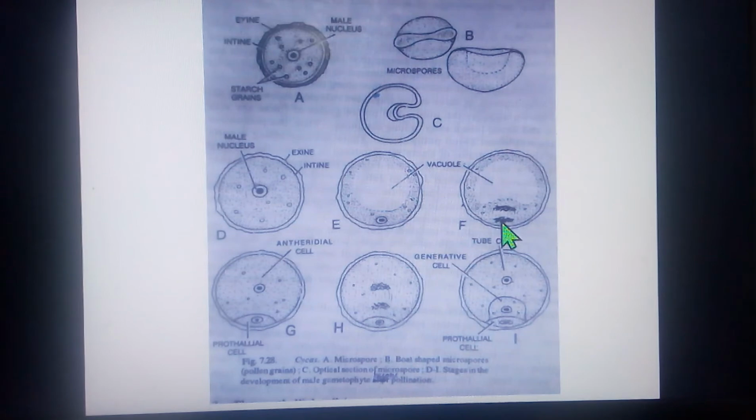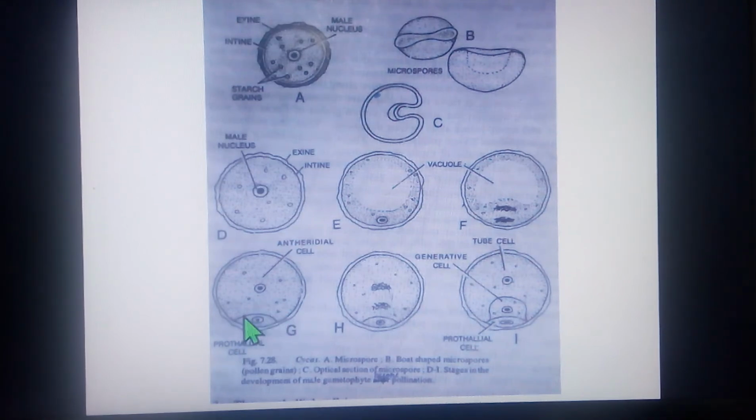If you take a look at the nucleus, it is dividing mitotically to give rise to two daughter nuclei. Not only that, here in figure G you can see that the vacuole completely disappears, due to the division of the nucleus to give rise to two daughter nuclei. Also, a cell wall is laid down between the two daughter nuclei.